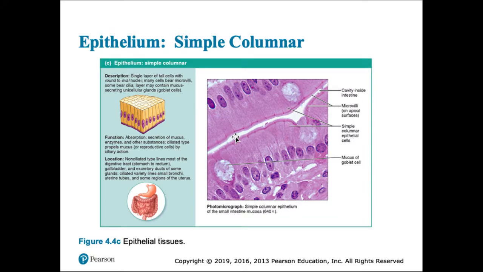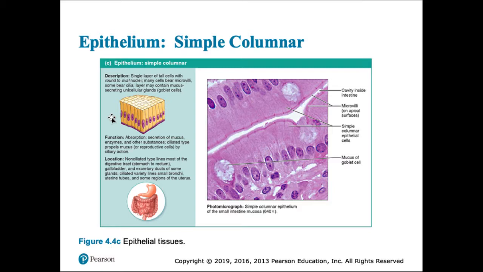And then we have simple columnar. So that one is those rectangle cells, but it's only one layer of them. And so they're simple, but they're big, long. So they're a layer of tall cells, typically for absorption and secretion of mucus, things like that. They are non-ciliated, so they don't have those extra protrusions on them, that actually line the digestive tract.